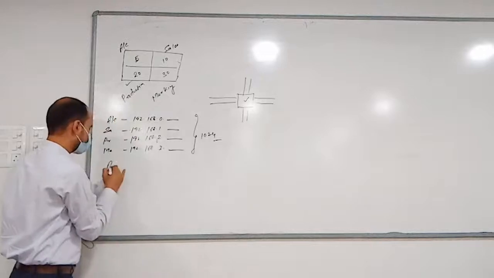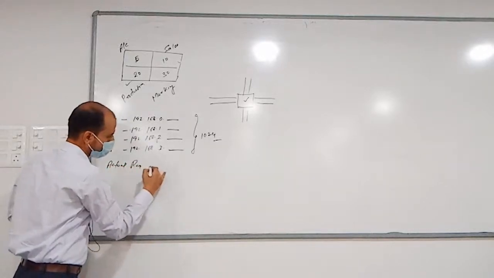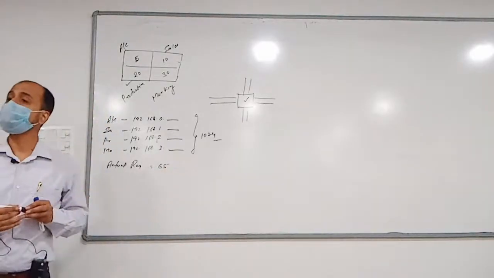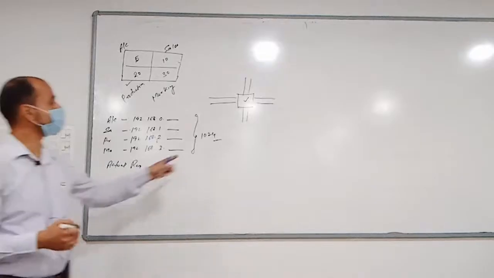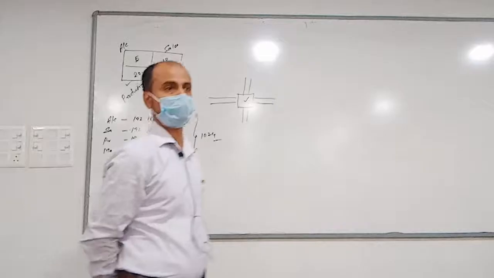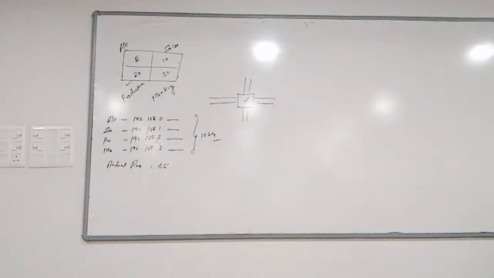Actual requirement is 65. But how many IP addresses are we using? We are using 1024. Means there is a huge waste of IPv4 addresses.